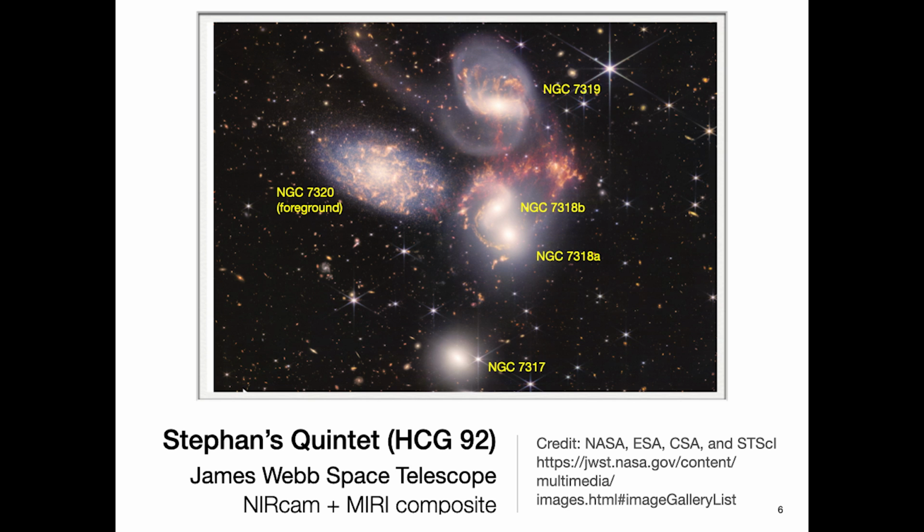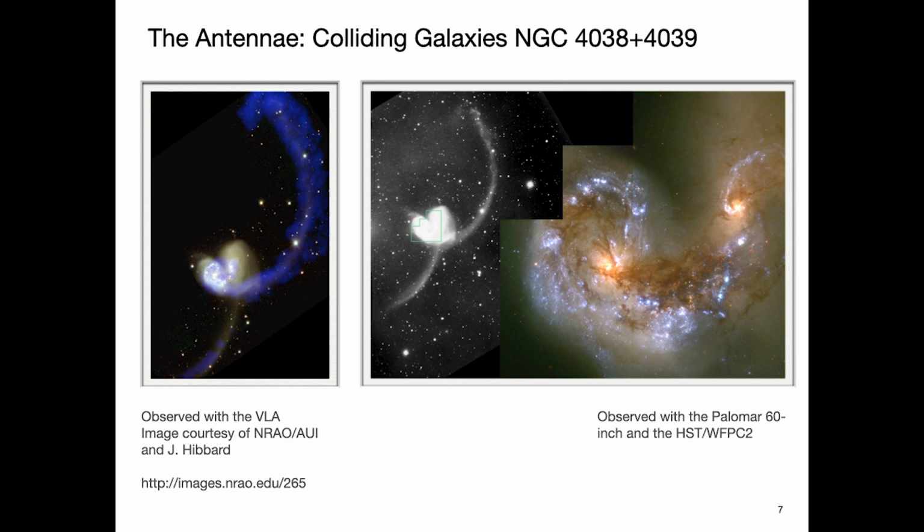Here you see in Stephan's Quintet this arc, that's the shock that's formed from the collision of those two galaxies, right there. And the process of collisions of galaxies is an extremely important process that does a lot to shape the galaxies as we see them today. Here's one celebrated example of merging galaxies, the Antennae, and you see many renditions of the Antennae here. Let's start with this picture in the middle. That was taken decades ago with the 60-inch telescope at Palomar Observatory.